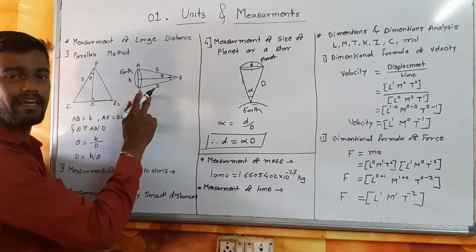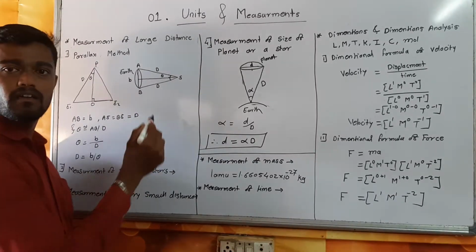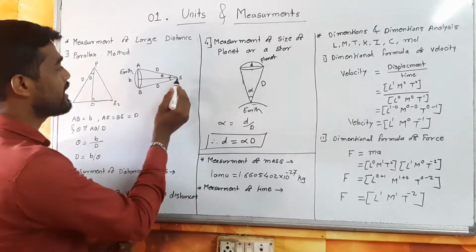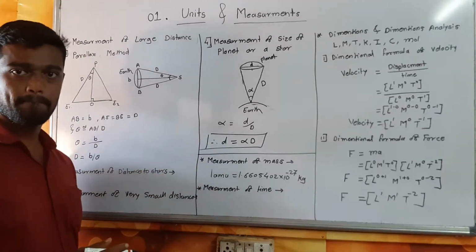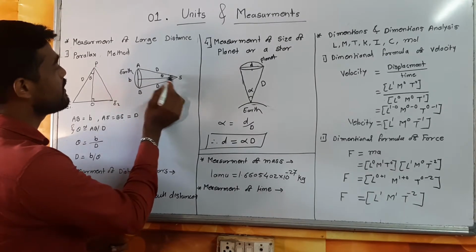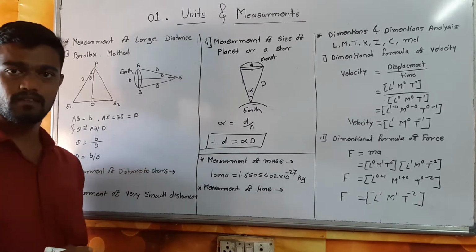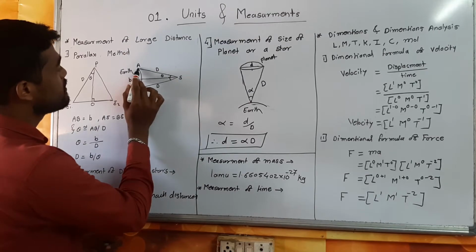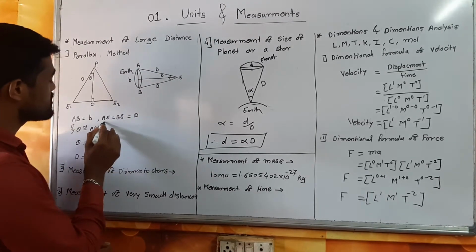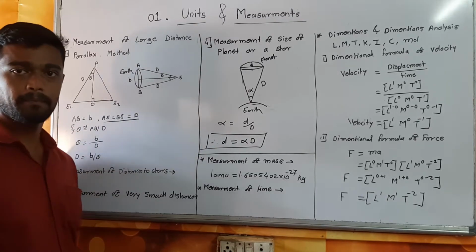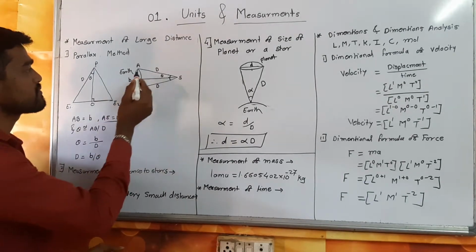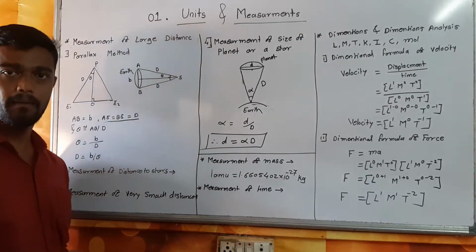Let us see this second diagram. Here A and B are the two points on Earth and S is the point on the Sun. Now I draw a normal and join AS and BS. Obviously the distances AS and BS are the same. So AS is equal to BS is equal to D, and AB is equal to b. My distance from A to B is b.